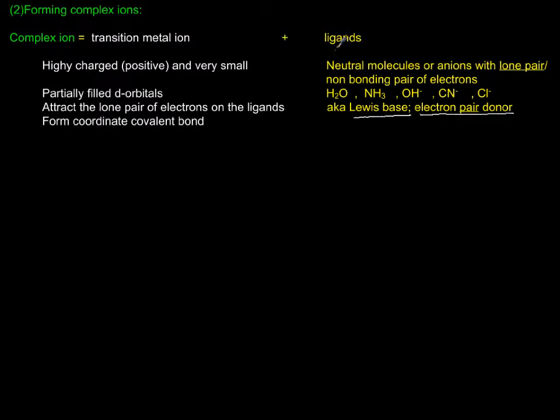Now, why do they have affinity for the transition metal? Because it's highly charged, it's very positive, and it's very small. And then it has partially filled d orbitals. So these electrons of a ligand can go and sort of place themselves into the d orbitals. So there is an attraction between the lone pair of electrons of ligands and the transition metal, and this will form a new covalent bond that is known as coordinate covalent.